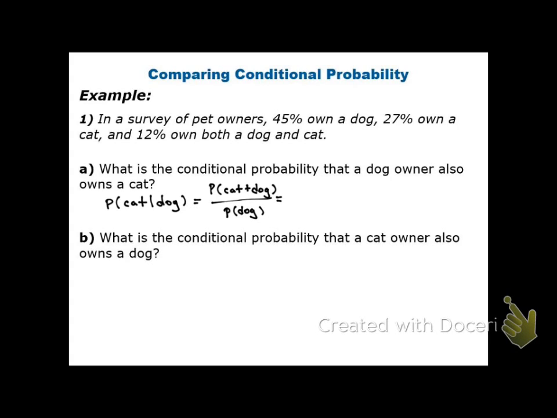So that means we're going to have 0.12 or 12% over 0.45. Well, when you divide this, you get that the probability of someone owning a cat, given that they own a dog, is 0.267.